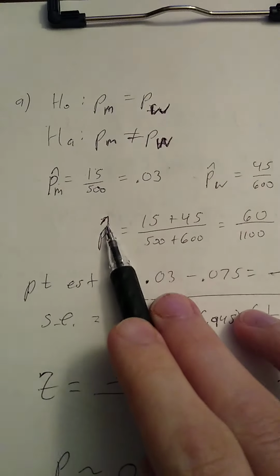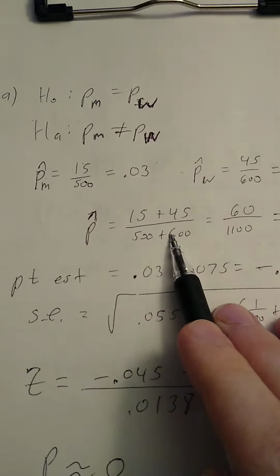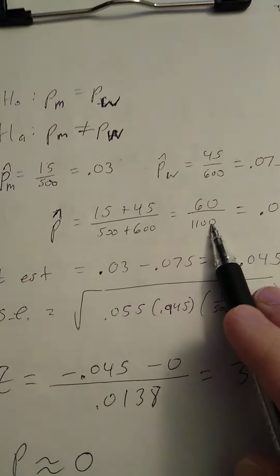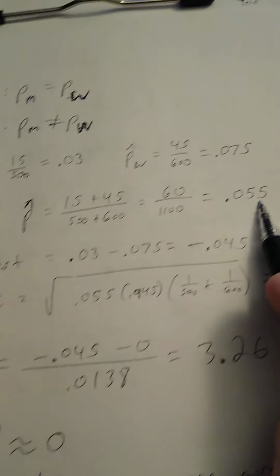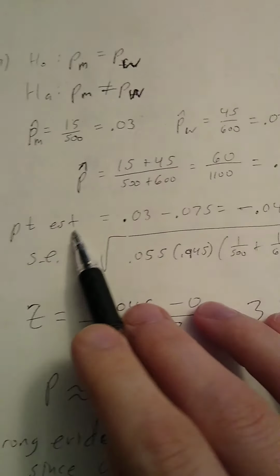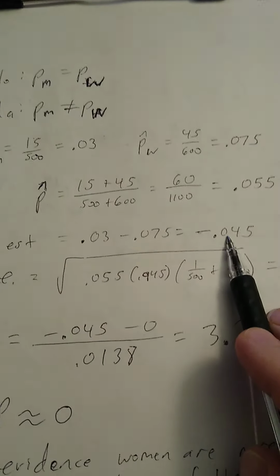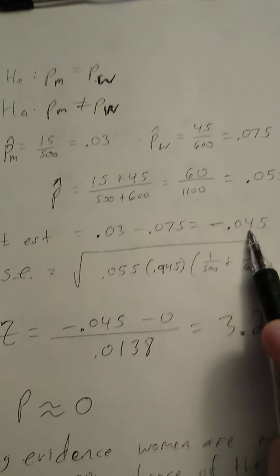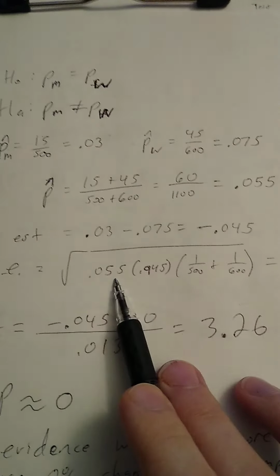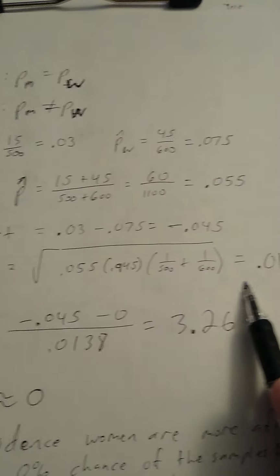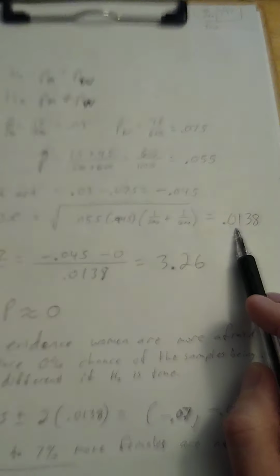We also need to calculate p-hat, the pooled proportion. When we combine the x's and n's together, 60 total out of 1,100 are afraid to go to the dentist, or 0.055. Our point estimate. The difference between the two proportions is negative 0.045. Standard error. Here you see the calculation. Comes out as 0.0138.